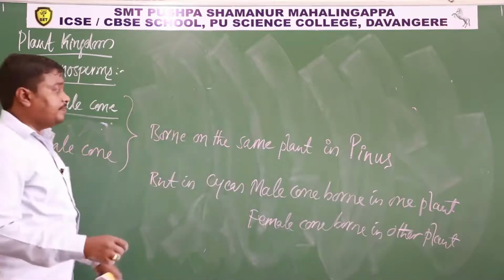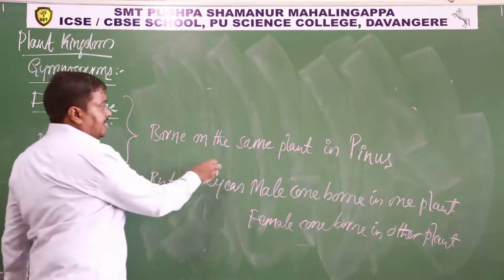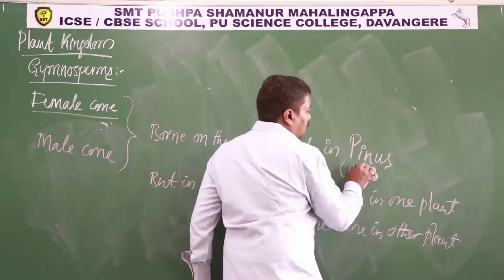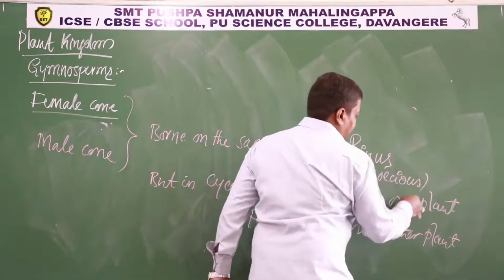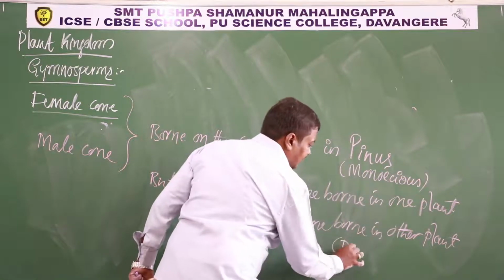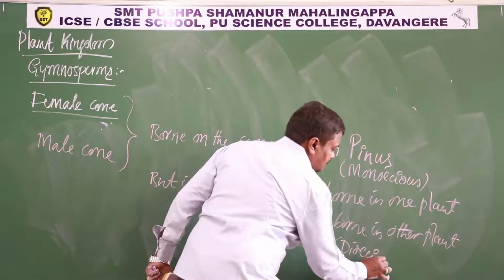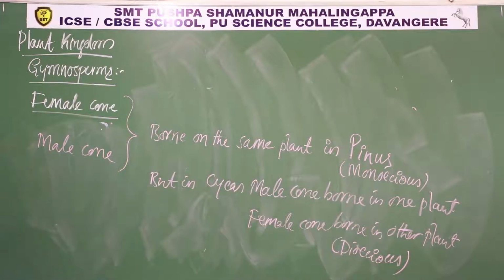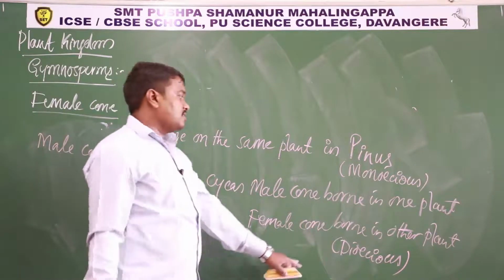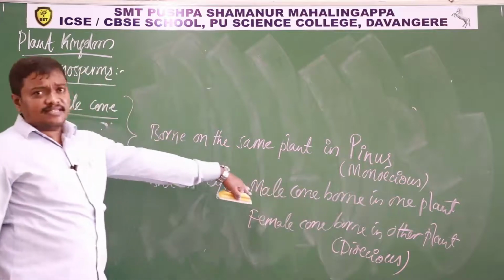They grow on separate plants. So this condition in Pinus is called monoecious and in Cycas is called dioecious. So an example for a monoecious gymnosperm is Pinus. A dioecious gymnosperm is Cycas.